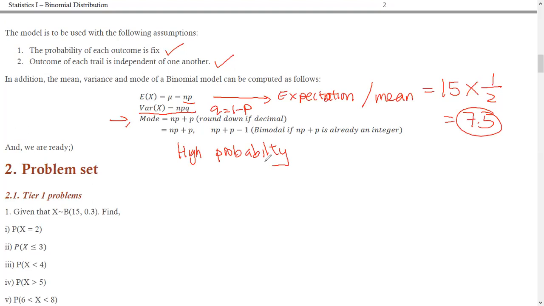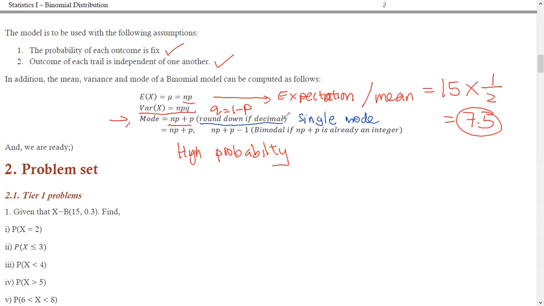We will further discuss this concept later on in one of the examples. For now, we can take these two formulas first. The mode can be computed by np plus p. This first case is for a single mode case, that means there's only one highest occurring value. And if it is a decimal, please round down.